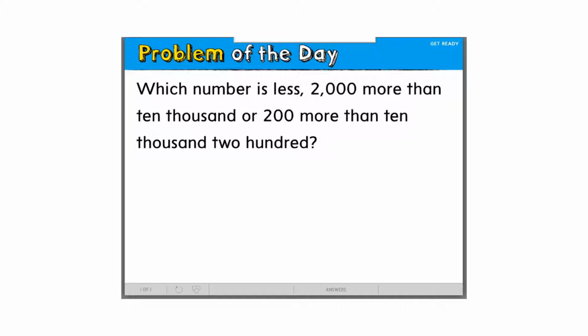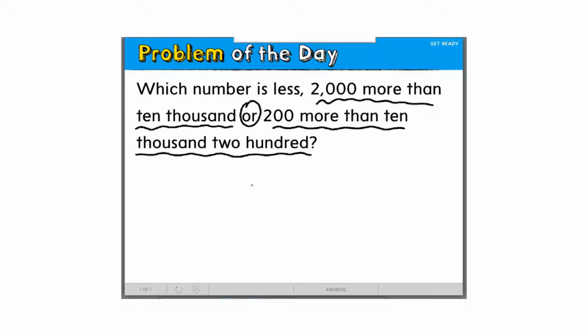All right, so here's your problem of the day for your whiteboard. Which number is less? So kind of like yesterday's question. Is it 2,000 more than 10,000 or 200 more than 10,200? So you have two numbers. One of them is here and the other one is here. Read the question. You're comparing two numbers. See if you can figure it out.